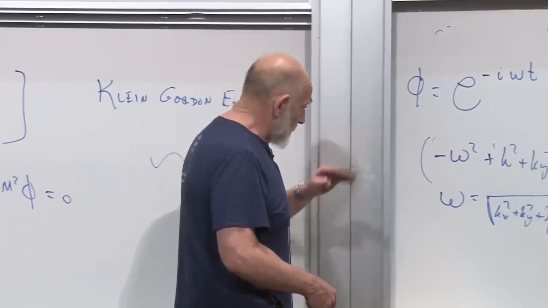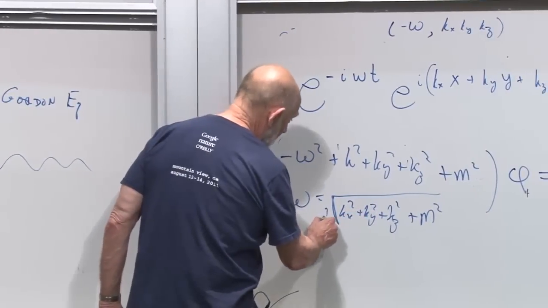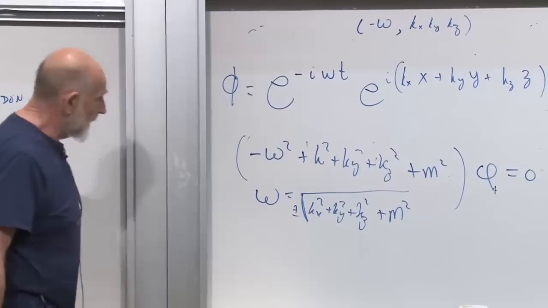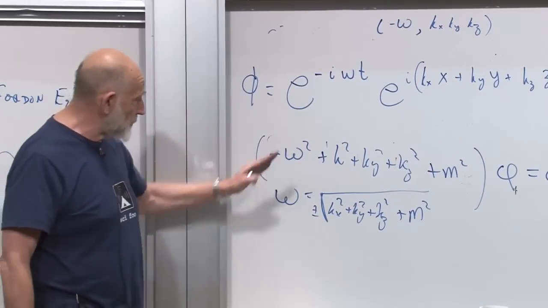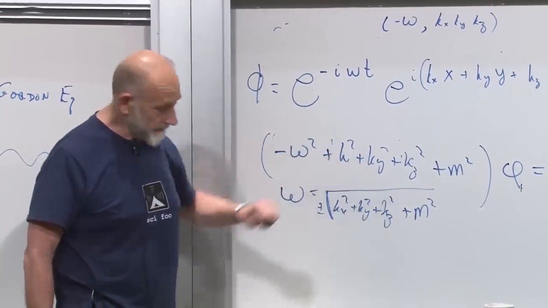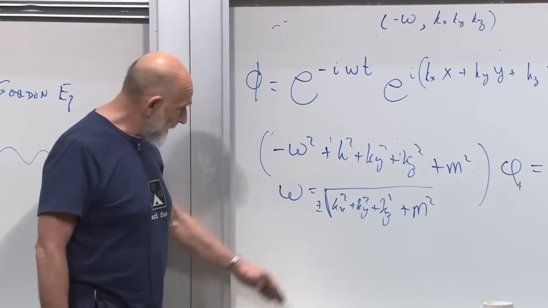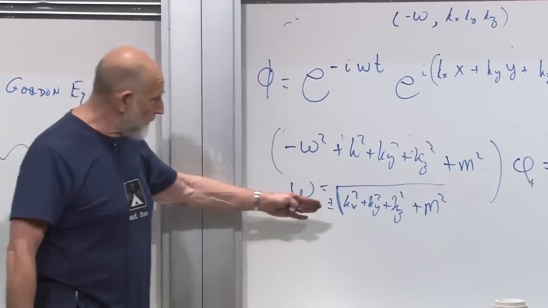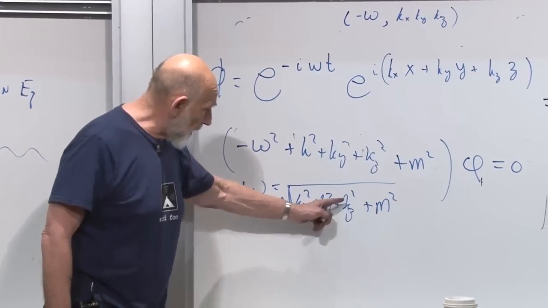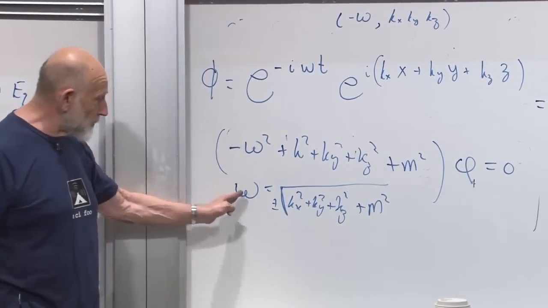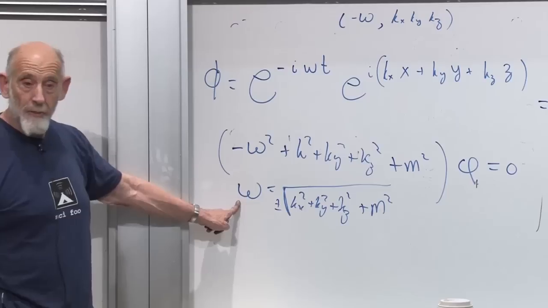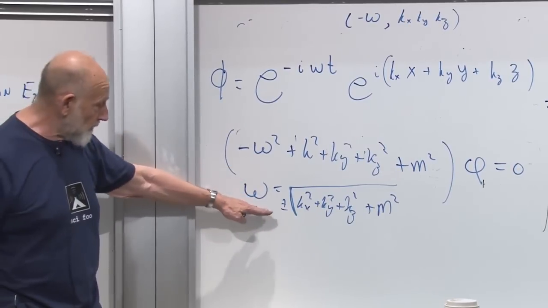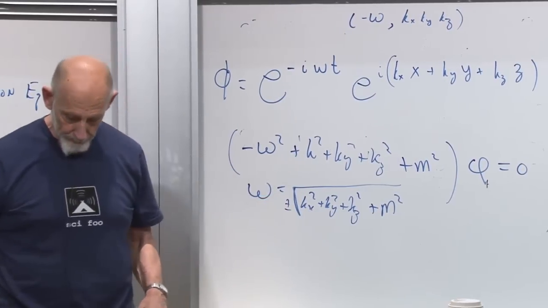There are two possible solutions. A square root like this can be plus or minus. It'll solve the equation whether you put plus omega or minus omega here. And of course, for every kx, ky, and kz, there are two solutions with plus omega and minus omega, or the plus or minus roots of the square root.